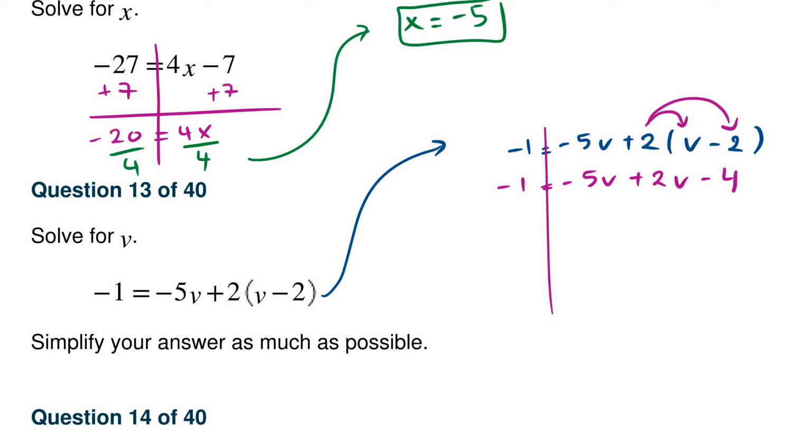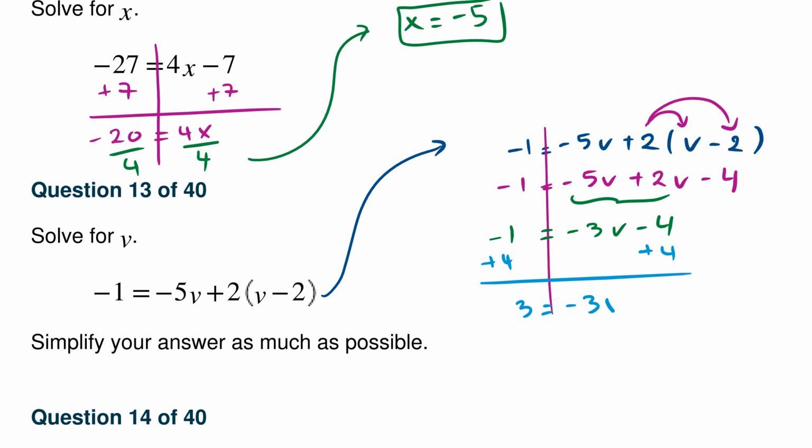Then what we do is combine like terms. Negative 5v plus 2v is negative 3v minus 4. Bring down negative 1. And then add 4 on both sides. That will give you 3 equal to negative 3v. And we divide by negative 3 on both sides. So negative 1 equal to v is the final answer.